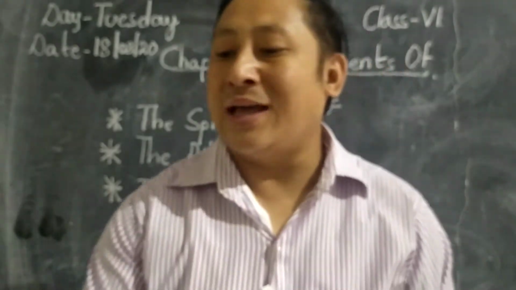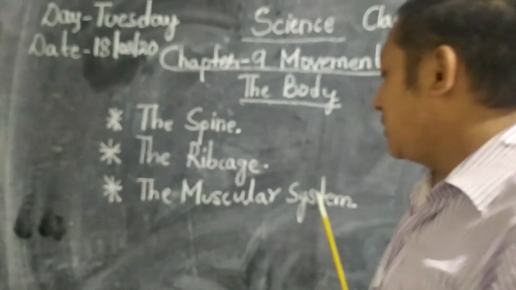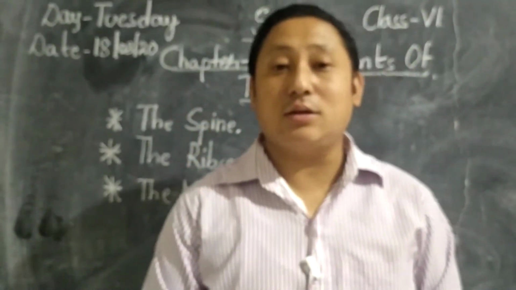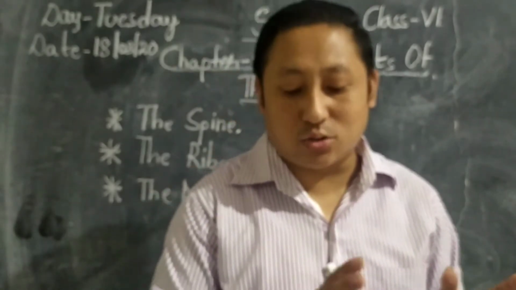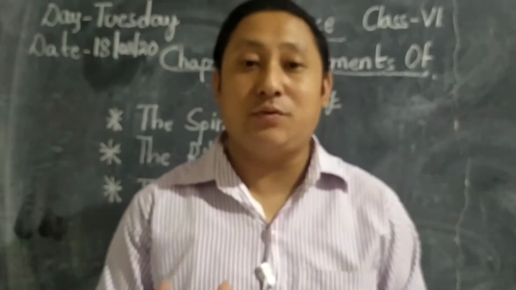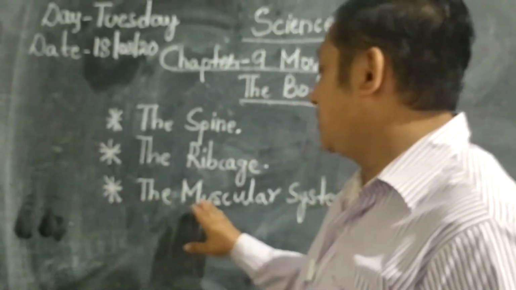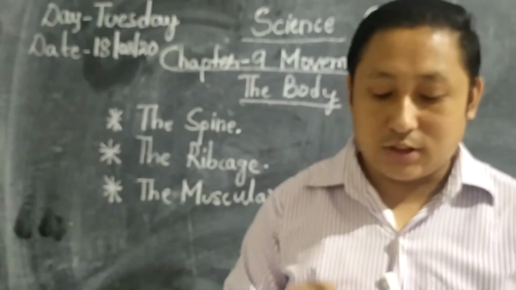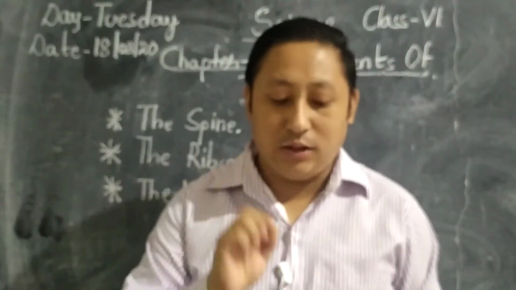Now another point is the muscular system. The muscular system is a system of muscles which are attached to the skeletal system and cause different movements of the body. The muscular system is of types: voluntary muscles, involuntary muscles, cardiac muscles, and muscle cells.